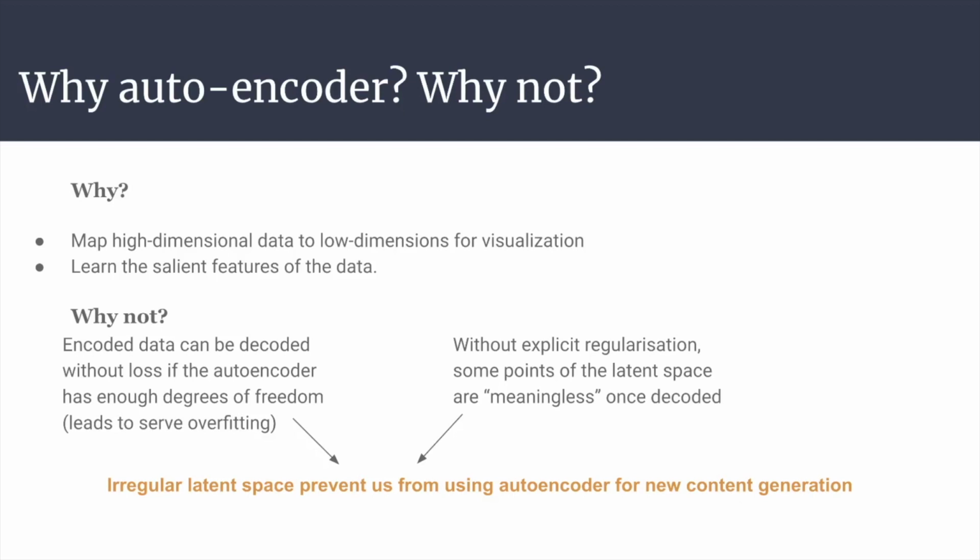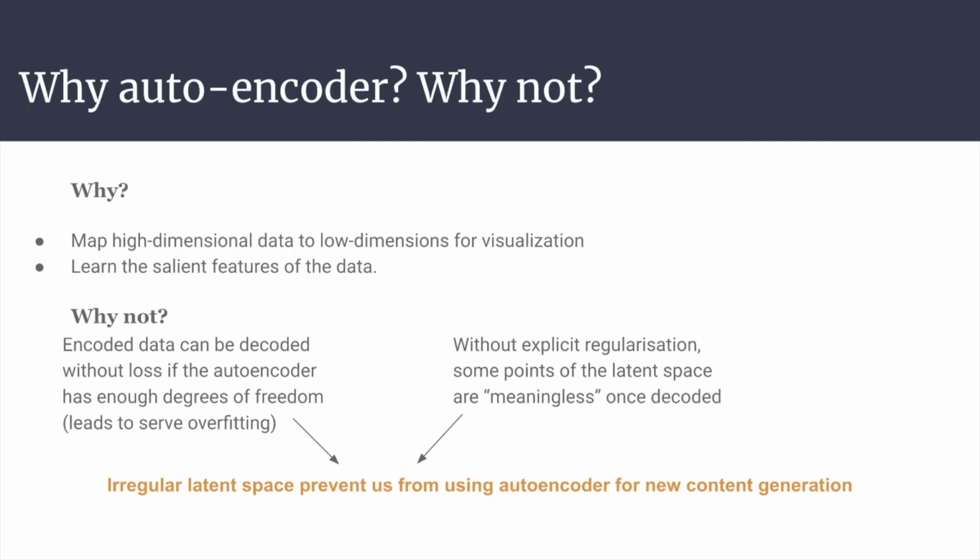We can apply autoencoders in many fields, such as data denoising, image inpainting, and information retrieval, etc. The basic idea is that the autoencoder can learn the salient features of the data, and it also can map high-dimensional data to low-dimensional for visualization or for dimensionality reduction.